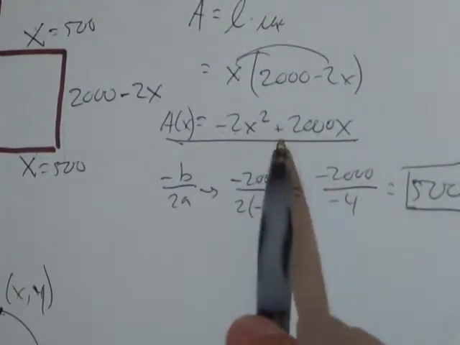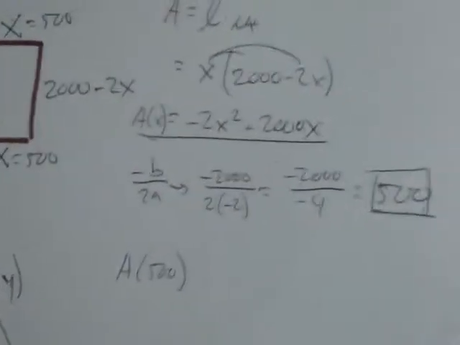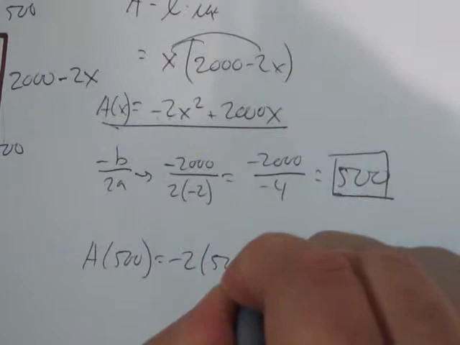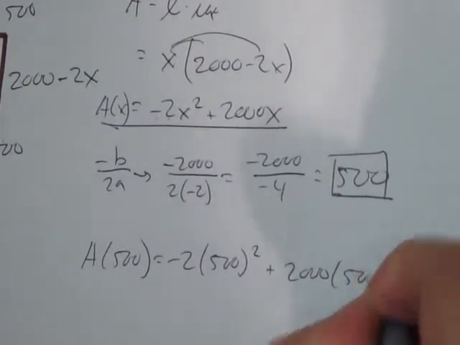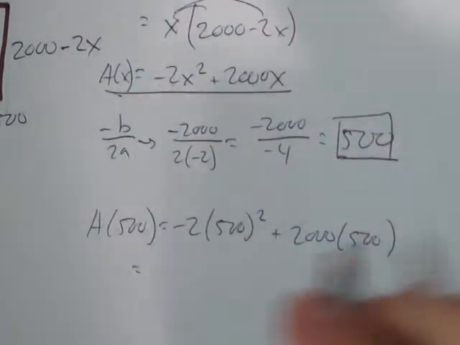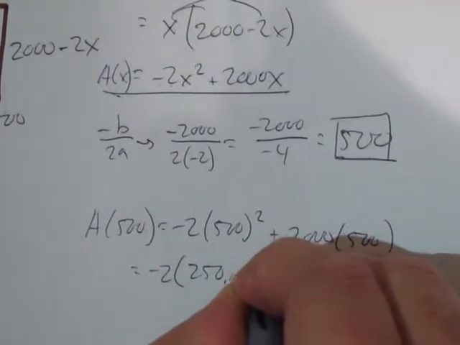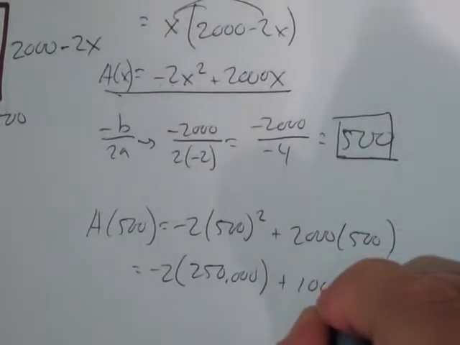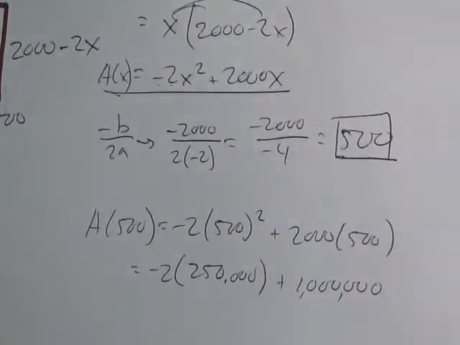Let's plug 500 in here. All right. So we'll do A of 500, plugging in 500 to this function. So we'll have negative 2 times 500 squared plus 2,000 times 500, plugging in 500 for x. So over here, 500 squared is, I got it over here, it's 250,000, plus 2,000 times 500, I'm pretty sure that's 1,000,000. There we go. Good deal.